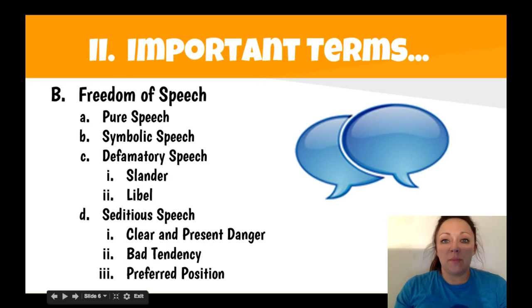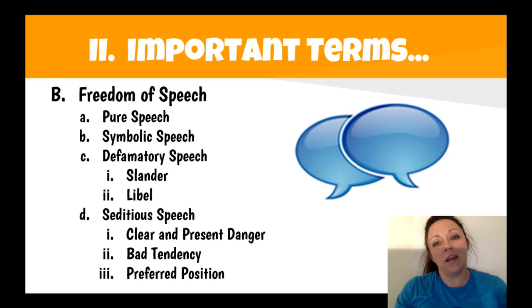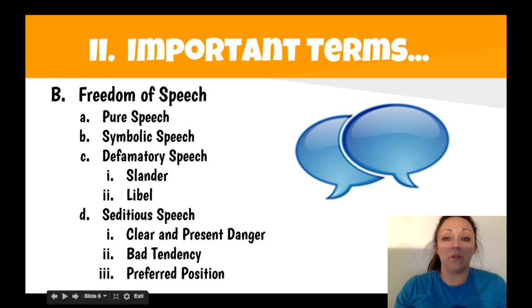Next, we have defamatory speech. Defamatory speech is speech that is intended to hurt someone's character or to defame them, to make them look bad, and it's false speech, okay? So we have two different types of defamatory speech. We have slander, and then we have libel. Slander is spoken speech, and libel is written speech, okay? So if I am bashing somebody verbally, then I would be slandering them. But if I was writing something down or if I put something on social media or anything like that, then that would be an example of libel, and neither of these are protected by the First Amendment.